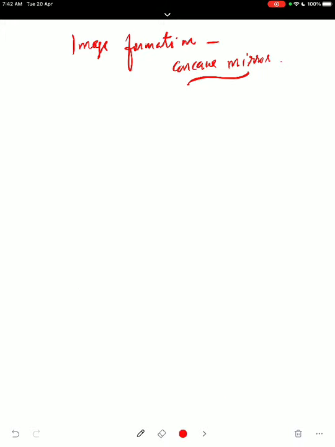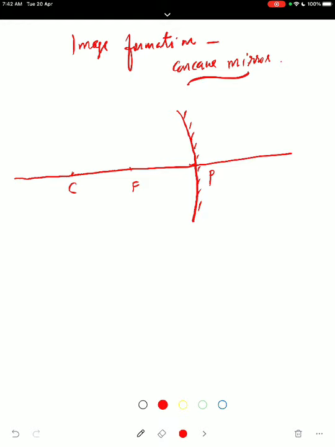Suppose you have a concave mirror here. The center of the mirror we call P, and this is the center of curvature. The straight line passing through the center of curvature and the pole is the principal axis, and this is the principal focus. We can place the object far, far beyond C. We can name the object AB.